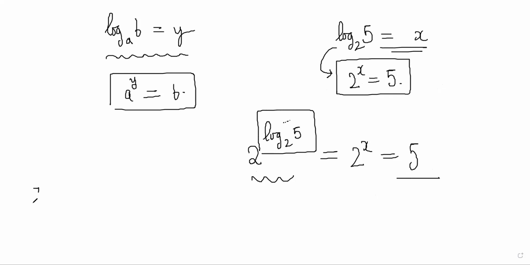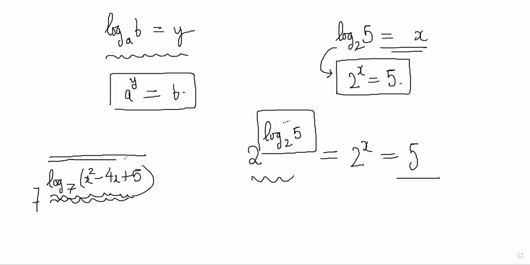So anytime you have 7, for example, log 7 of x square minus 4x plus 5 equal to x minus 1, that is the actual simplification, but pay attention to what the meaning of this is. The value of this log is a number which, if you raise 7 to that power, should give x square minus 4x plus 5, right? So here you are actually raising 7 to that power only, so it should be x square minus 4x plus 5, right?